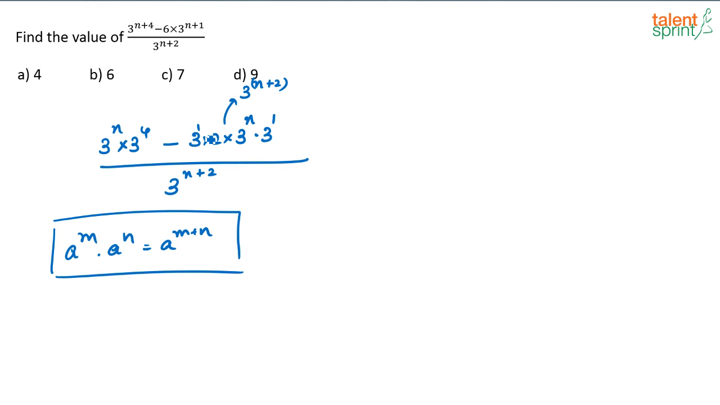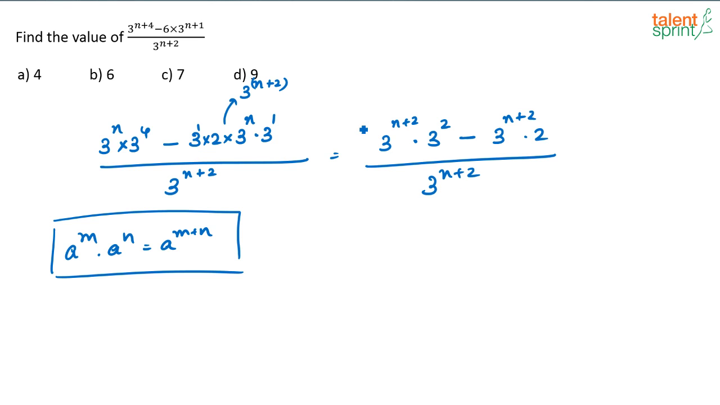Yes, so here I have 3 to the power of n plus 2 into 3 squared minus 3 to the power of n plus 2 into 2, divided by 3 to the power of n plus 2. See, I am writing all the terms in terms of 3 to the power of n plus 2 because that is there in the denominator. So somehow I am going to try and cancel this 3 to the power of n plus 2 so that I am able to get the answer easily.